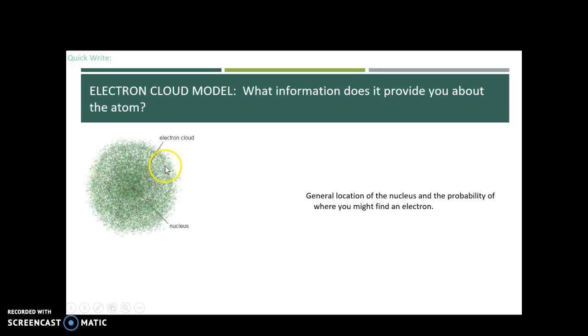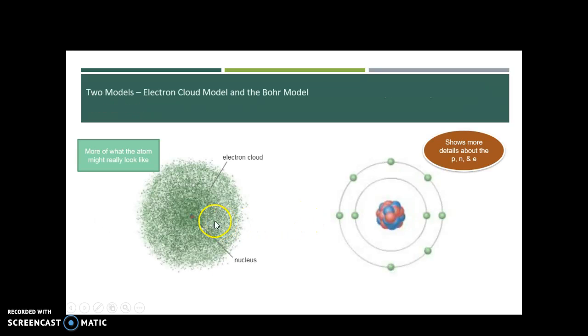Here's a picture of the electron cloud model, which is one of the models that talks about the general location of the nucleus and the probability of where to find an electron. Electrons move, so you can't say it's in one spot or another. But as you know, we use models to help teach ideas. The second model here on the right, the Bohr model, gives a lot more detail about the protons, the neutrons, and the electrons. So I'm going to talk about this model.